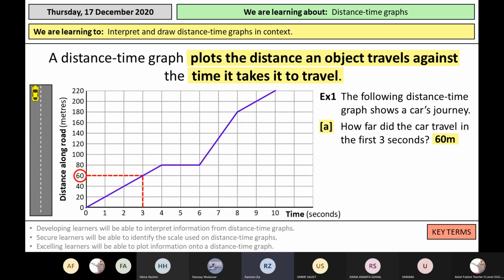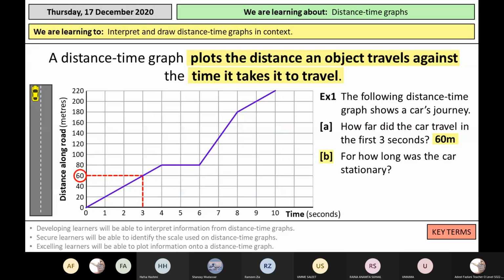Okay. Now are you ready for the next part? Are you sure? Yes sir. For how long was the car stationary? Stationary means resting. I mean, the car was at rest. I'm just asking you, how long was the car stationary? 2 seconds. 2 seconds sir. Are you sure? Yes.